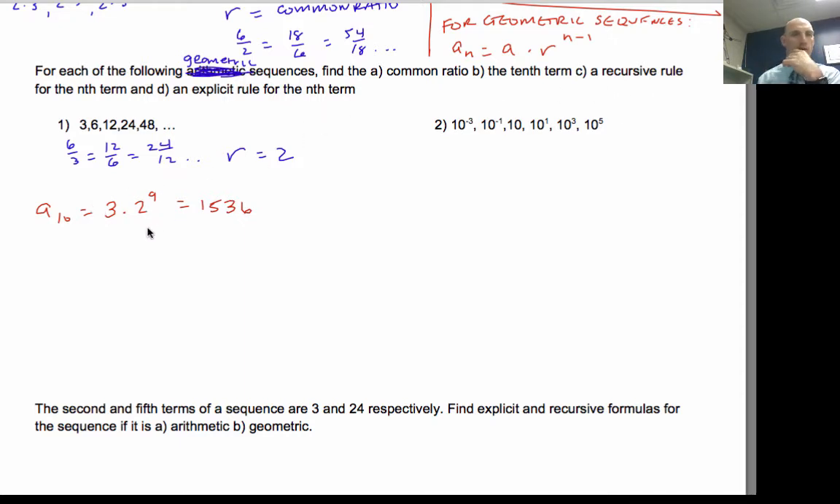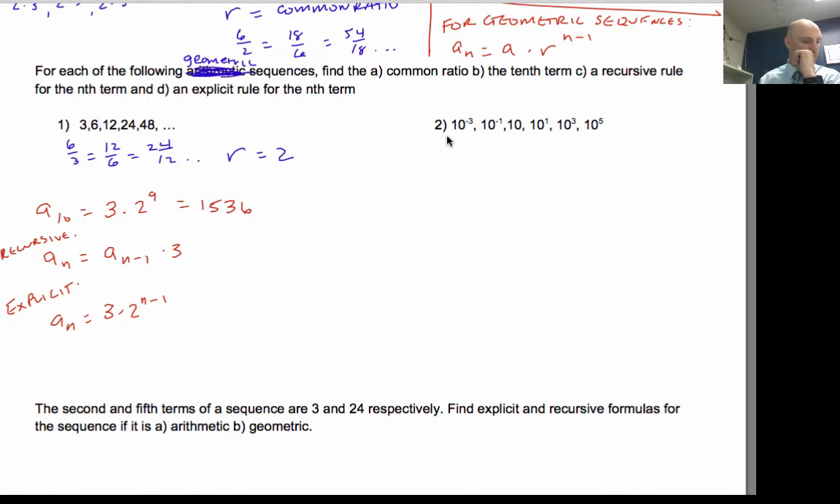So what is my recursive rule? My recursive rule would be a sub n is equal to the term before it times 2. That's recursive. And explicit is a sub n is equal to 3 times 2 to the n minus 1.